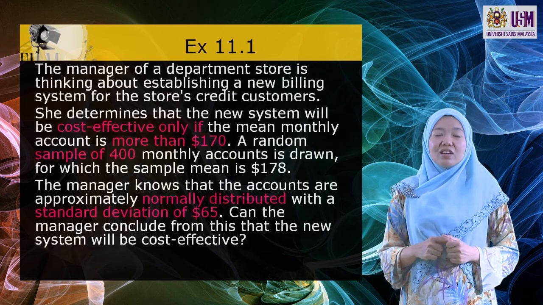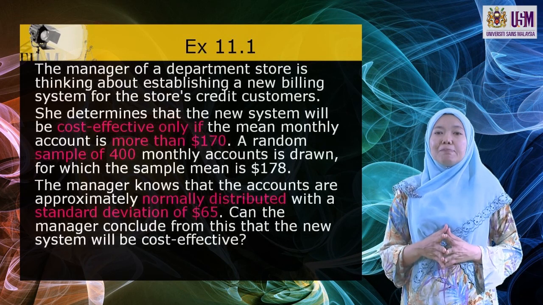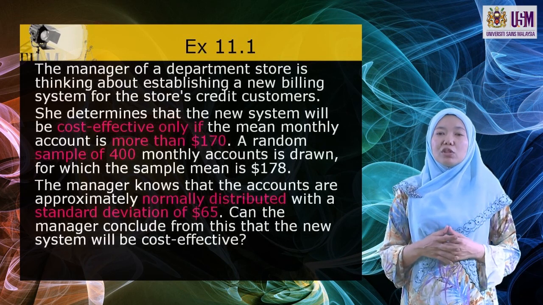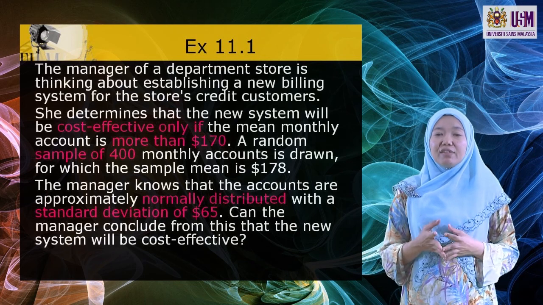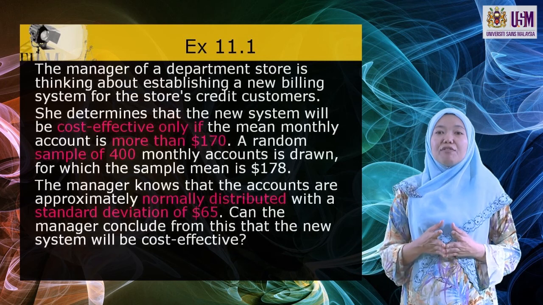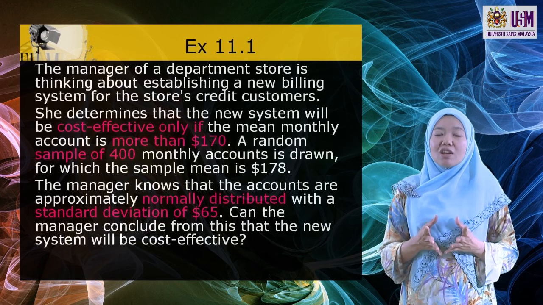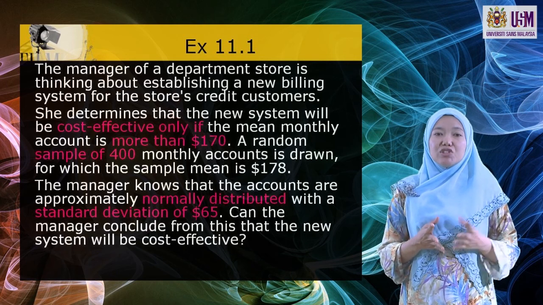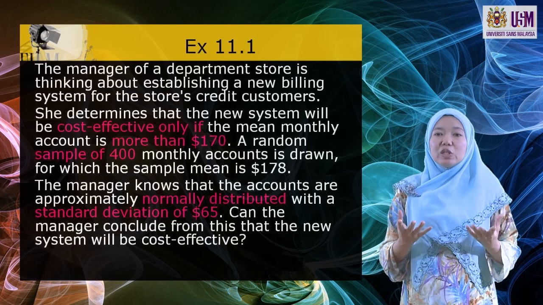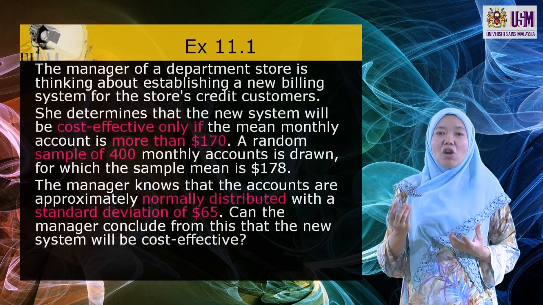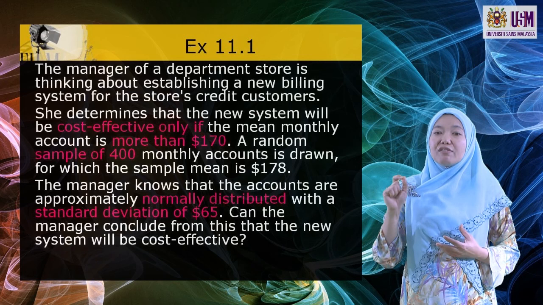Okay, let's discuss the concept that you have already gone through just now in the form of an example. I'm going to discuss example 11.1 from the textbook. In this example, the manager of a department store is thinking about establishing a new billing system for the store's credit customers. The manager, it can be a she or a he, it can be you, determines that the new system will be cost effective only if the mean monthly account is more than $170.